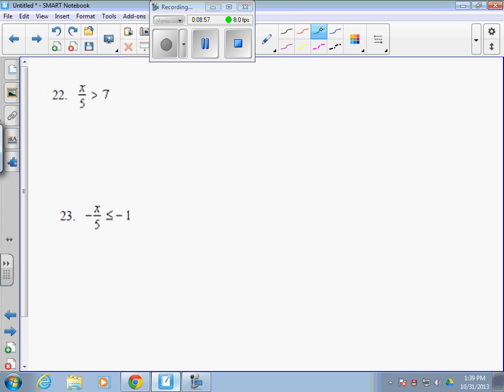X over 5, or x divided by 5, is greater than 7. Undo divide by 5 by multiplying both sides by 5. That is the multiplication property of inequality. We've been doing all the rest of the properties. X is greater than 35. You do not change the sign there, even though you multiplied, because you did not multiply by a negative number.